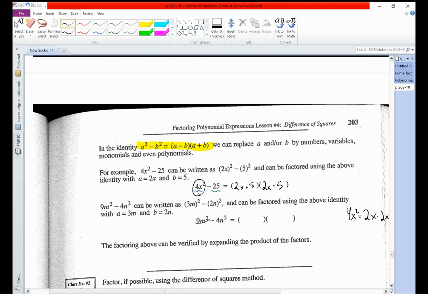9m squared, oh, I thought I had my highlighter on. 9m squared is a perfect square. It can be written as 3m multiplied by 3m. So we'll plug those in here.